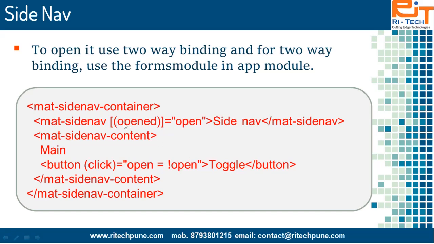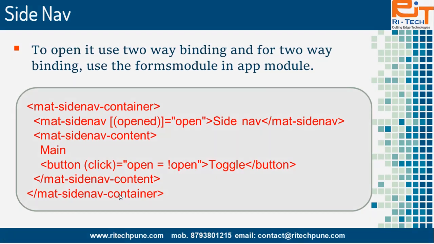Now if you look here, we did the two-way binding: square bracket, round parenthesis, opened, and we are using one variable, open, here. And then we have a side nav, then we'll say mat-sidenav-content. This is the main content. We have a button, and on the click of the button we are toggling the value of open. If open is true, we set it to false, and if false, true. So not open. When you click on this button, it will toggle open.